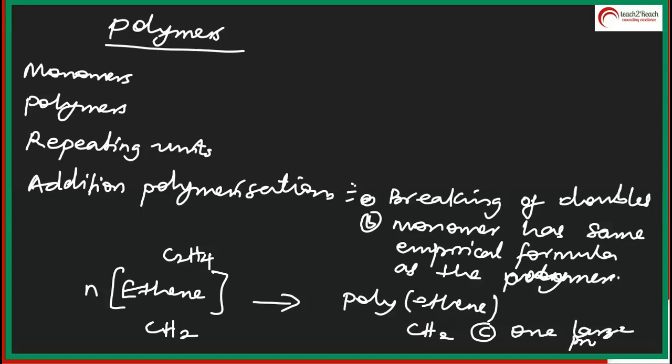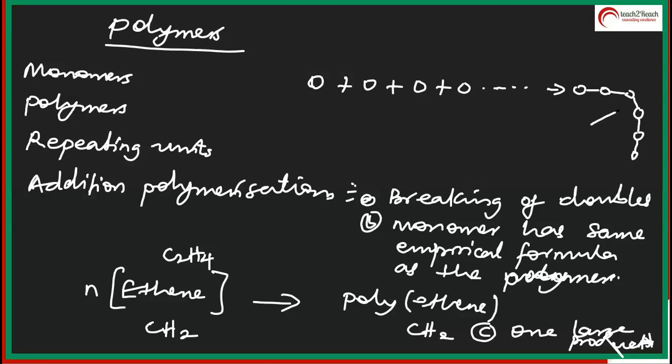One large product results from what? Results from the reaction. So tiny molecules come together, two or more, as many as they could be, to form your large chain, a long chain. That long chain is called a polymer. While this is your monomer. And we also said that your monomers usually are unsaturated for addition polymerization.